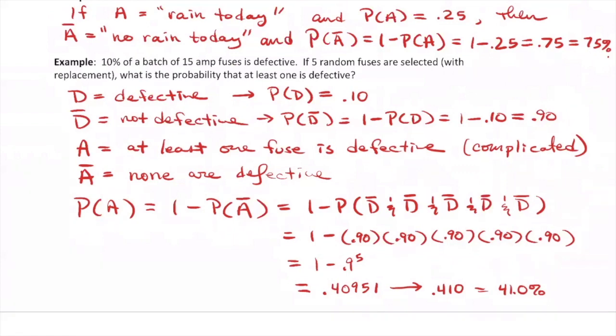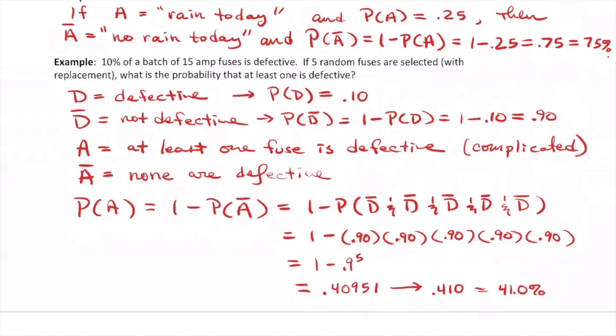Do you want to see me do that on the calculator again? Or do you just want me to explain why we did it? Okay. So anytime you need something to happen multiple times, you have to multiply the probabilities. So multiple times means multiple probabilities.